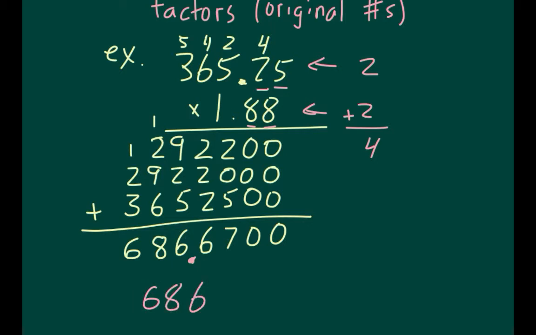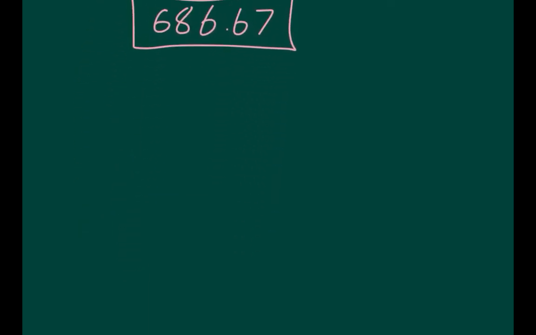686.670. Yep, so 686.67. You could write the zeros if you wanted to, but because they're at the end, they're not really needed. But are you with me on those? Yeah. So that's that. Do we need practice in doing that? No, that's good. Maybe let me do this then if we're not going to practice doing it.